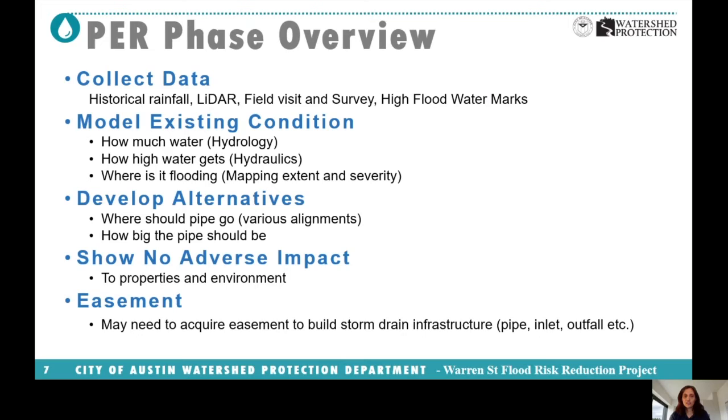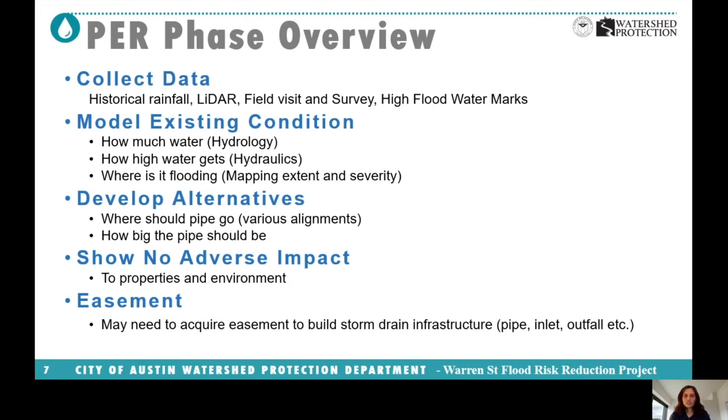All these three things are very important for the next step, which is to develop the alternatives. We look at different alignments, where the pipe should go, where the inlets should go, where the open channels can be constructed, and what the sizes of all of these are to convey the water. It is very important for us to make sure that in an effort to fix a problem in one area, we are not causing an impact to some other area downstream. So we make sure our projects do not cause any adverse impact to any other properties as well as the environment.